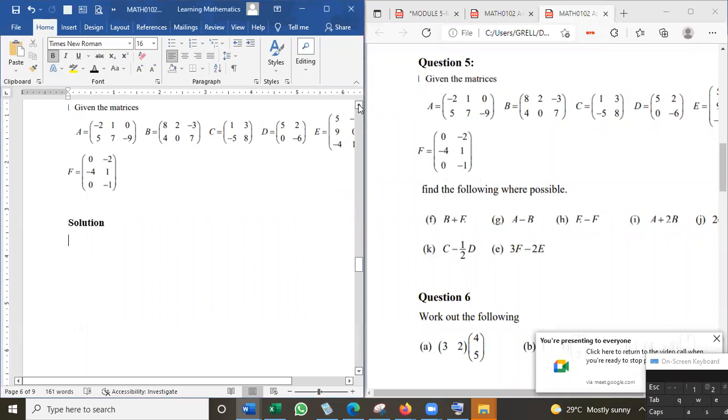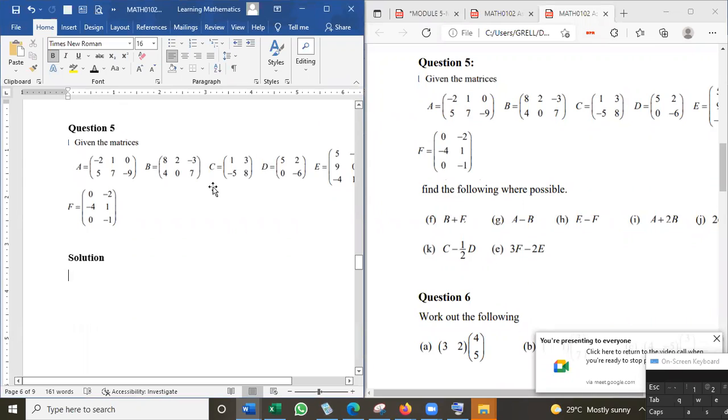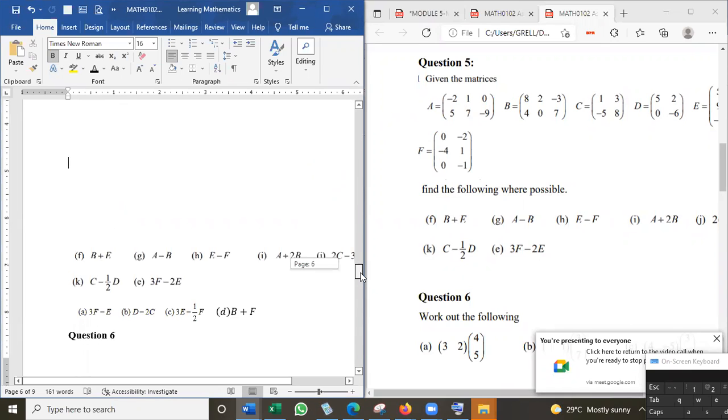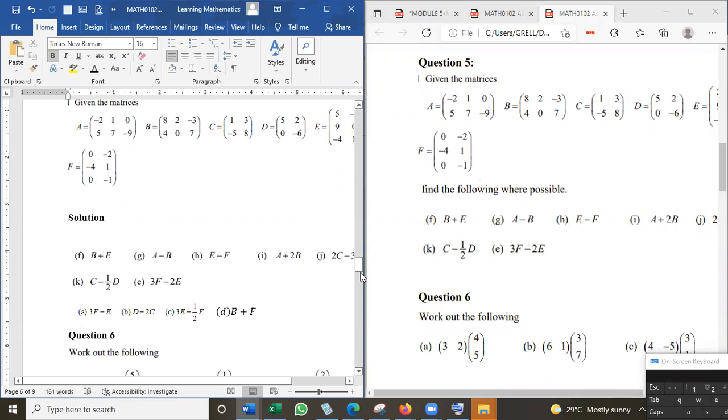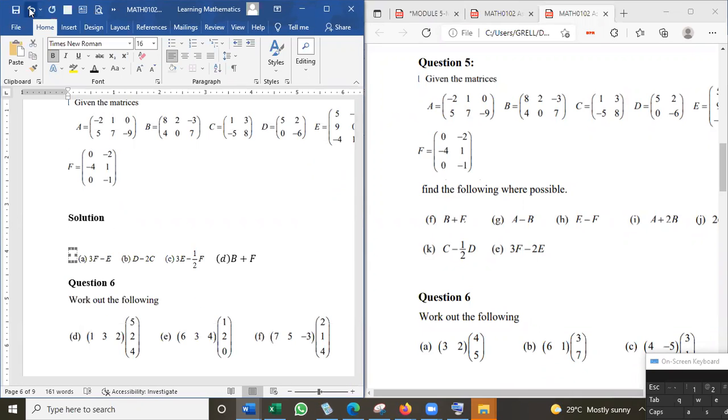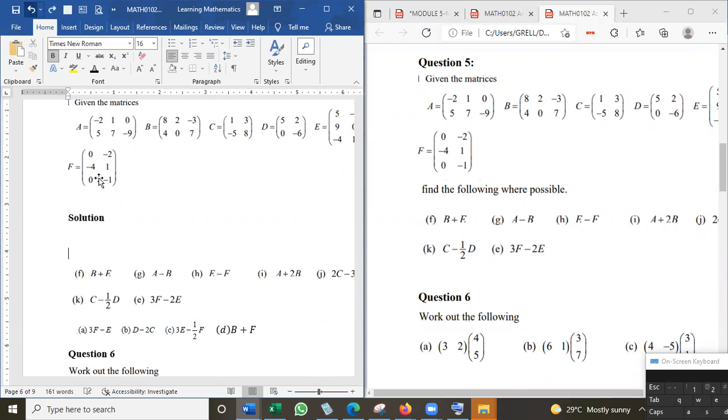Number 5 says to, given the following matrices, find the following where possible. Okay, so we have to find the following where possible. Here they are. So I accidentally brought this down. We have to find the following where possible.